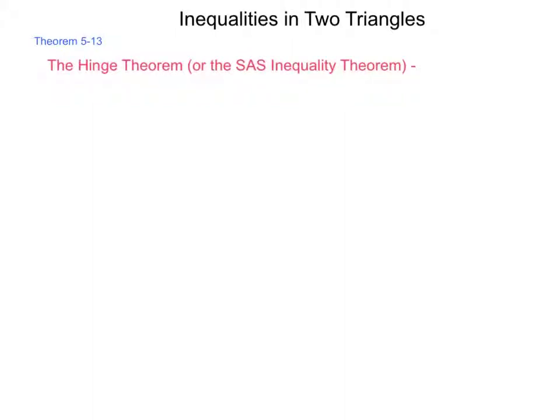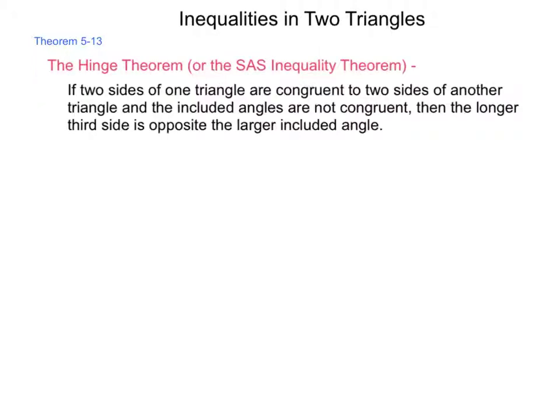Our last field of study in this unit is going to be inequalities that exist in two triangles. To begin this, we will look at Theorem 513, the Hinge theorem, also known as the side angle side inequality theorem. It states simply, if two sides of one triangle are congruent to two sides of another triangle, and the included angles are not congruent, then the longer third side is opposite the larger included angle.